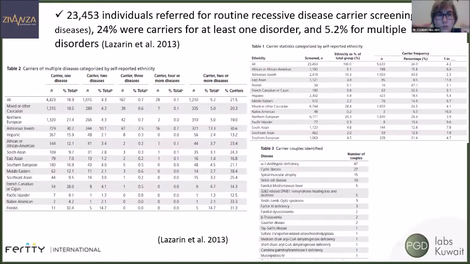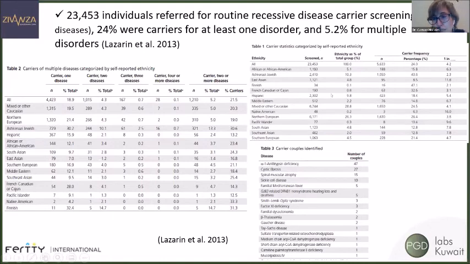Regarding the results, there was a paper published in 2013 in which they tested more than 23,000 individuals. They tested for 108 genetic disorders, and they found among this population that 24% of them were carriers for at least one disorder, and more than 5% of them had more than one disease. You can find here carriers of 1, 2, 3 diseases, 4 or more diseases.